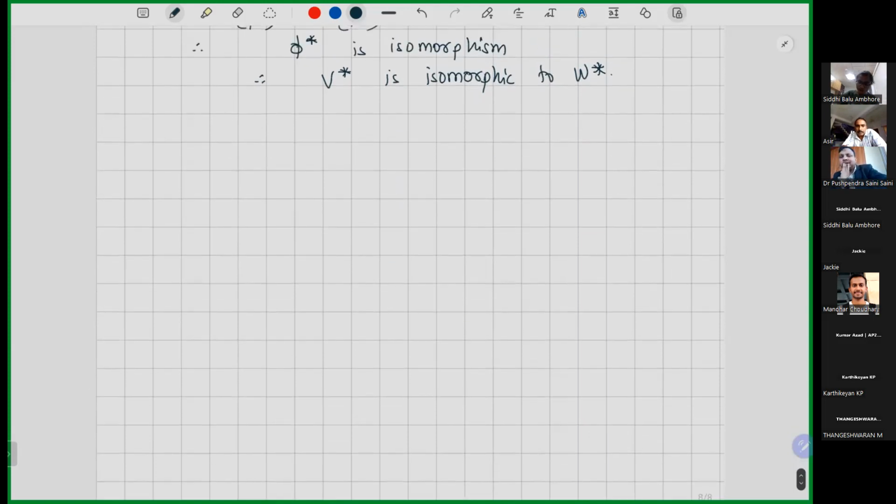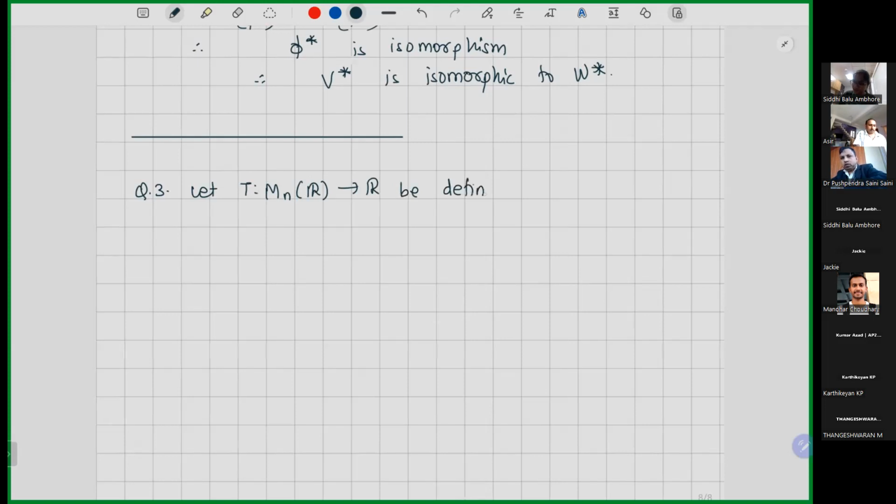Okay, so let us go to the next question now. If you have any doubt, please ask. Otherwise, I will move to the third question. Question 3: let T from M_n(R) to R be defined by T of A equal to trace of A. Then check whether true or false.